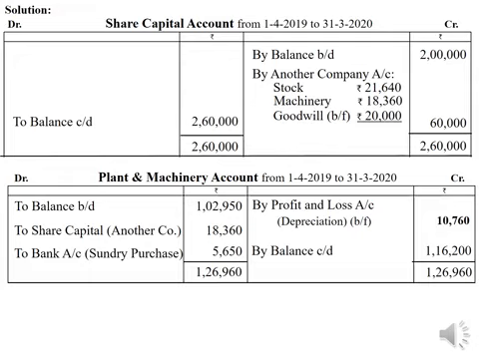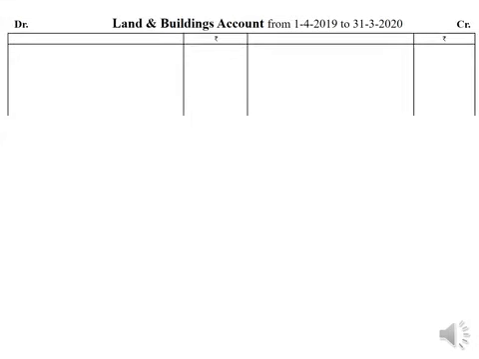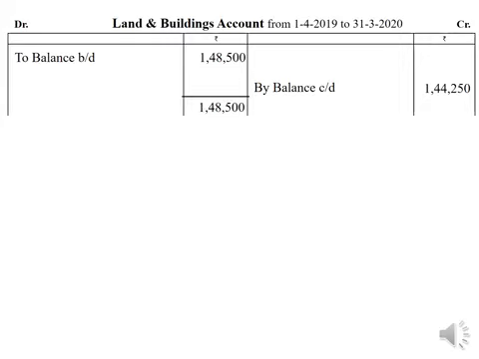Okay. Next, prepare land and buildings account. To balance brought down 1,48,500. Record closing balance as there is no other information given, 1,44,250. Balance the account. 1,48,500 is the highest amount on debit side. Transfer it to credit side total.